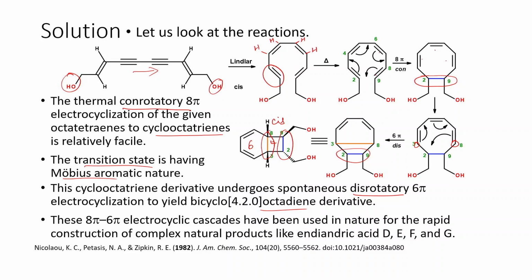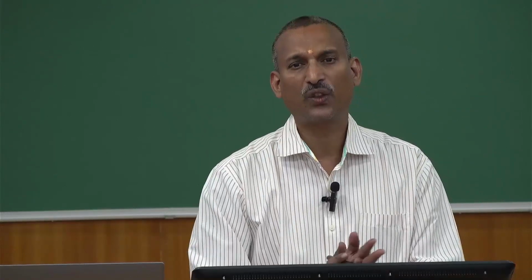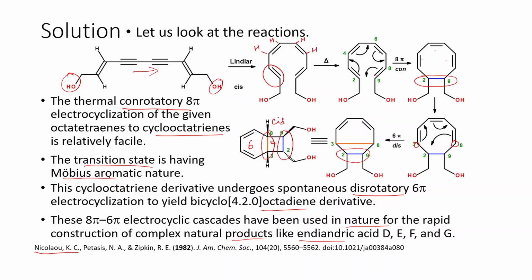These kinds of very difficult reactions are mainly used for the synthesis of various natural products, especially the endiandric acids D, E, F and G, and various endiandric acid derivatives are formed. This was actually K. C. Nicolaou who had done elaborate work on these kinds of cyclization reactions. So this is a very crucial reaction, and this is a highly facile reaction because of the Mobius aromatic nature that happens in the 8 pi cyclization system.